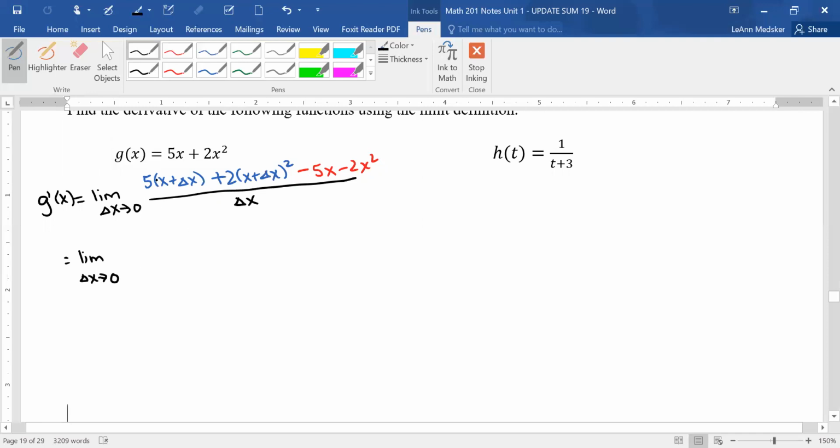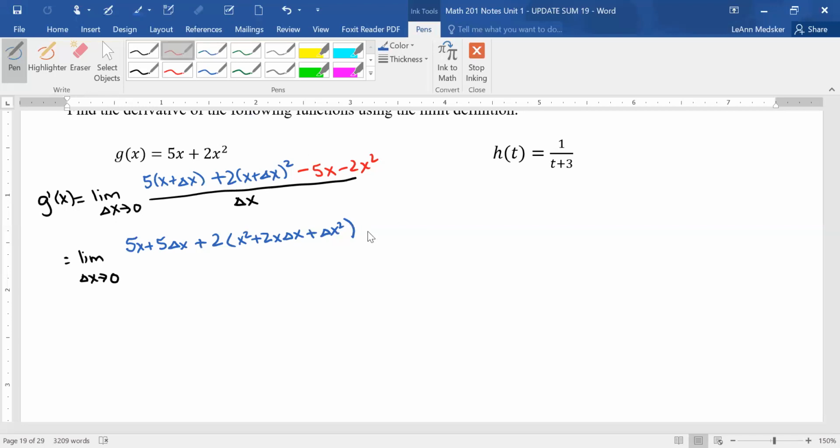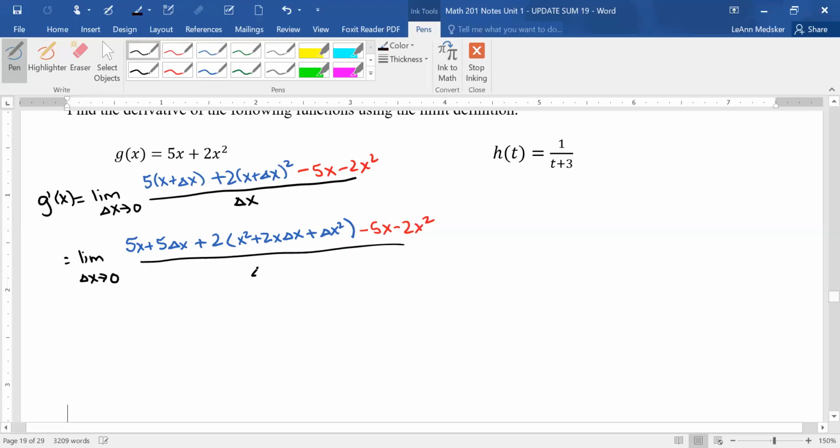So this first part up top would be 5x plus 5 delta x plus 2, and then we have that trinomial, so that's x squared plus 2x delta x plus delta x squared. That is how this binomial right here, when it's squared, will always FOIL out. And then we have our minus 5x minus 2x squared all over delta x.